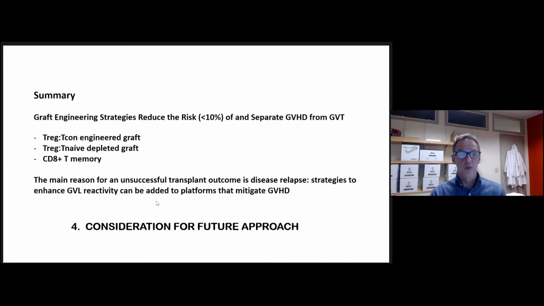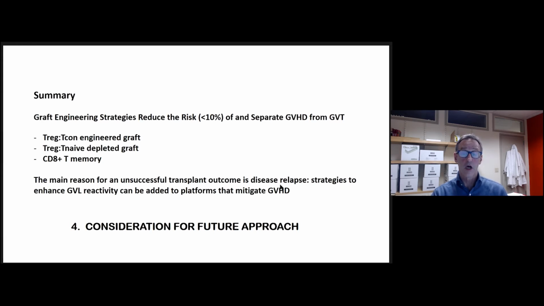So the summary to this point is we do graft engineering strategies, and we've confirmed we reduce the risk of acute GVHD to less than 10%, and it appears to separate GVHD from GVT. And these are our three strategies that our adult program has been using. At the beginning, I talked about CAR T taking over lymphoma. Well, CAR T has made the conversation a lot about how to reduce and minimize tumor relapse. And I think that's where we're going in some of our thinking: the main reason for an unsuccessful outcome after an allo transplant still is disease relapse, at least in adults. I don't know in kids.